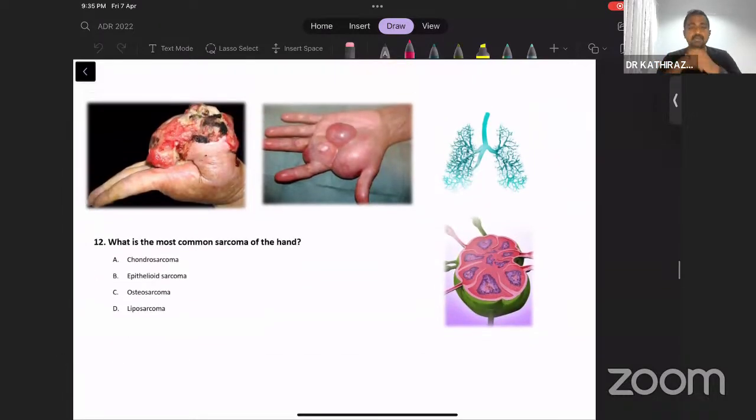Try to answer this question. What is the most common sarcoma of the hand? Guys, please give utmost attention. I could have made the same question slightly confusing if I had put another option called squamous cell carcinoma. So answer this question. A, B, C, D, E. What is the correct answer?